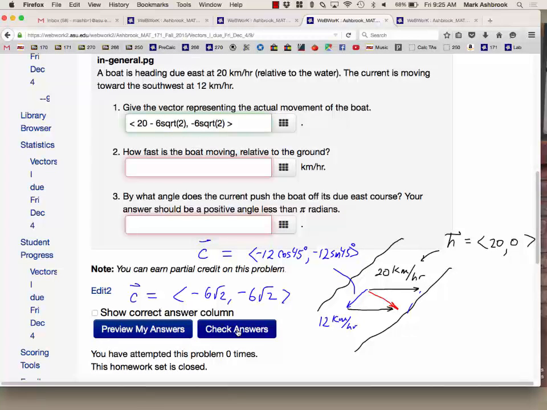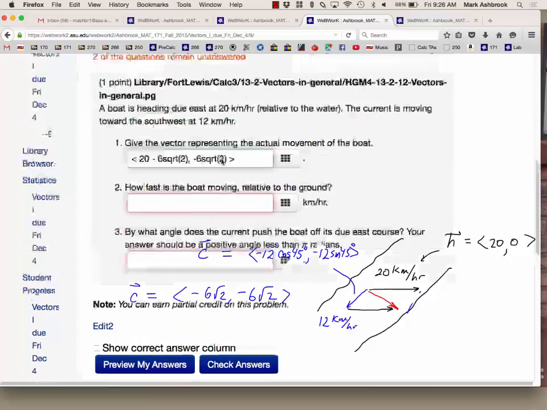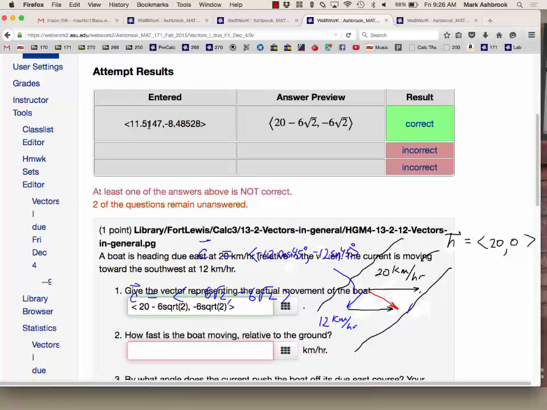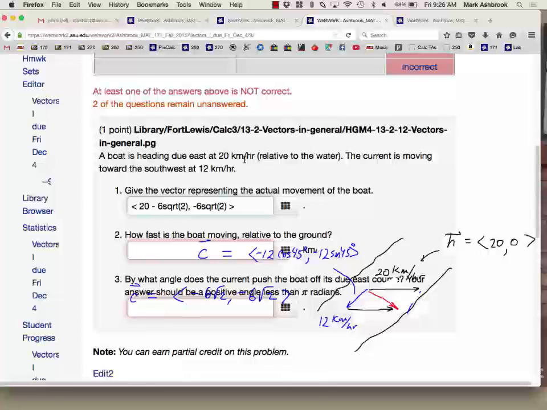Okay, how fast is the boat moving relative to the ground? We've got the vector representing its motion relative to the land. What is how fast? That's the speed, and that's the magnitude of the velocity vector. Really important: the speed, just the number, how fast it's going regardless of direction, will be the magnitude of your velocity vector. We know how to get that. We're going to do that squared plus that squared, square root.